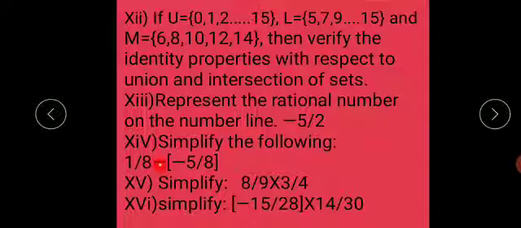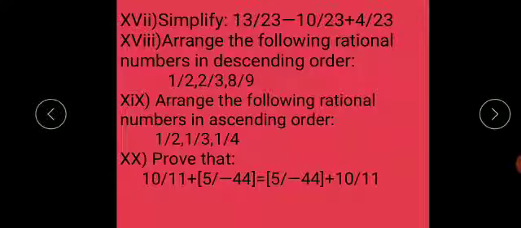1 over 8 minus 5 over 8. Simplify 8 over 9 multiplied by 3 over 4. Simplify minus 15 over 28 multiplied by 14 over 30. Seventeenth part is simplify 13 over 23 minus 10 over 23 plus 4 over 23.